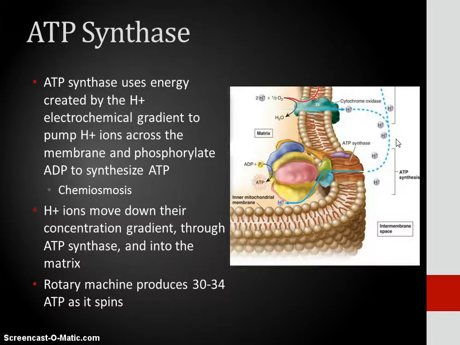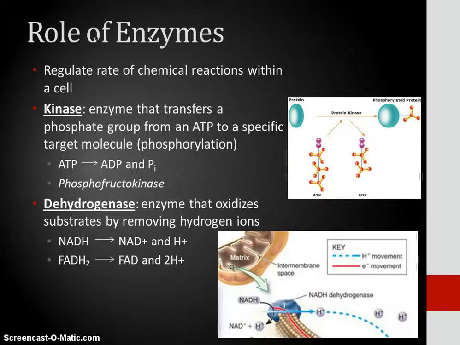So H+ ions will move down their concentration gradient through ATP synthase, which is this structure here, and into the matrix. When this happens, ADP attaches to ATP synthase along with an inorganic phosphate in order to produce ATP. This is a rotary machine, and at the end of ATP synthase, it produces approximately 30 to 34 ATP as it spins around. So that is a very high production of ATP throughout the ATP synthase.